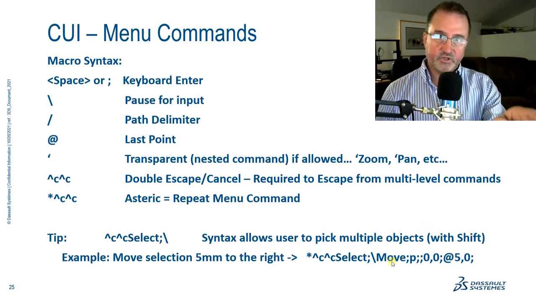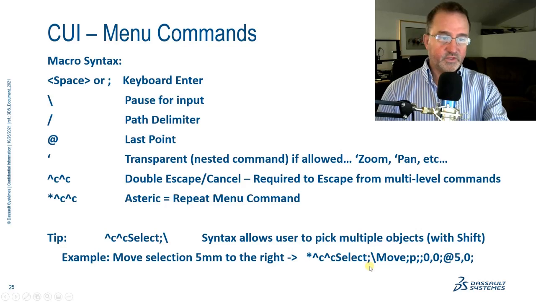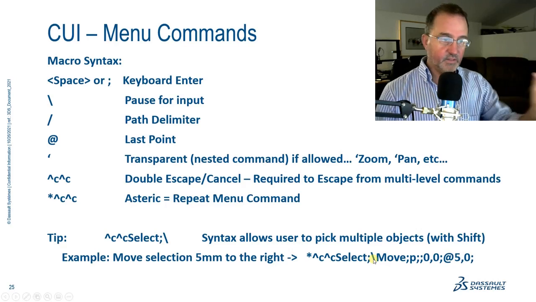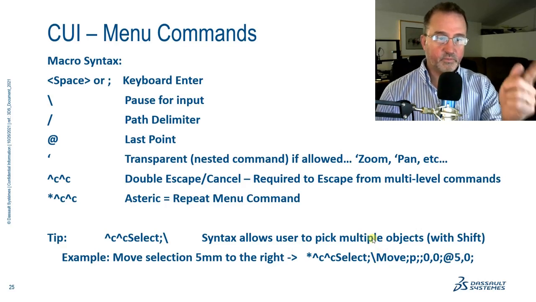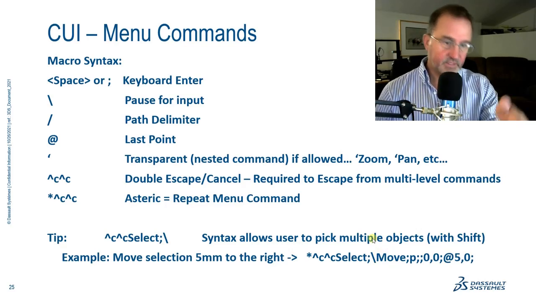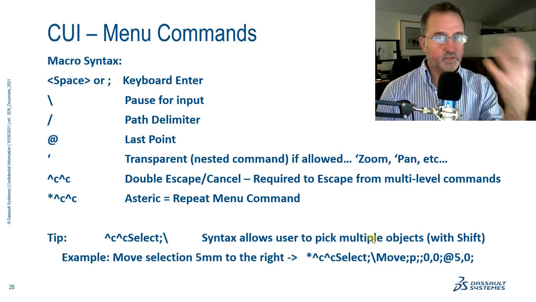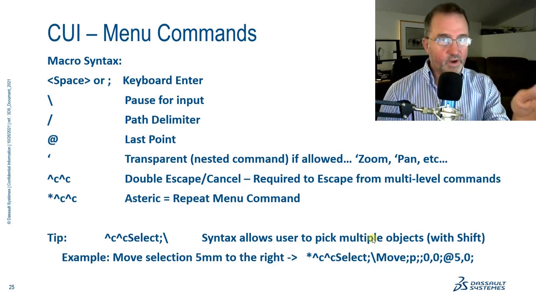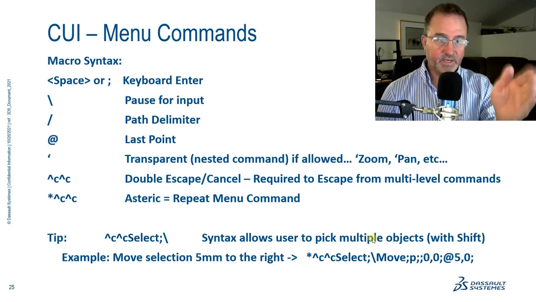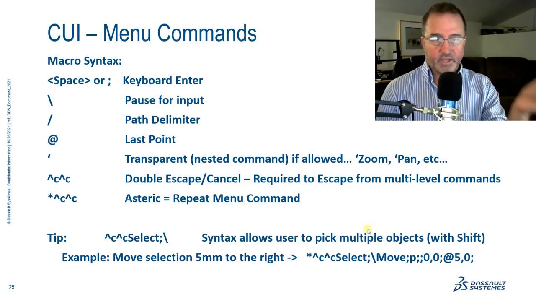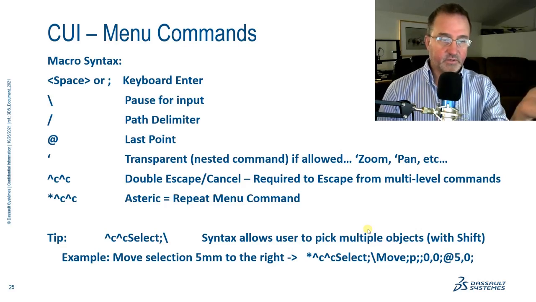Well, in this sequence that I show you here, we can use an asterisk to repeat the sequence. We can use our select command with the semicolon. We use a backslash for the pause for user input, so we'll stay there in that select mode until you hit enter. And then we'll go to move, semicolon. We have to hit P for previous, semicolon, and then we're still selecting objects. If you think about the way move works, you still need one more enter. This is a good example where I like to use the semicolons instead of the spaces, because it's easy to tell that I'm hitting enter twice here. And then I'm going to use 0,0 as my insertion point, or my first point, and then @5,0 as my second point.